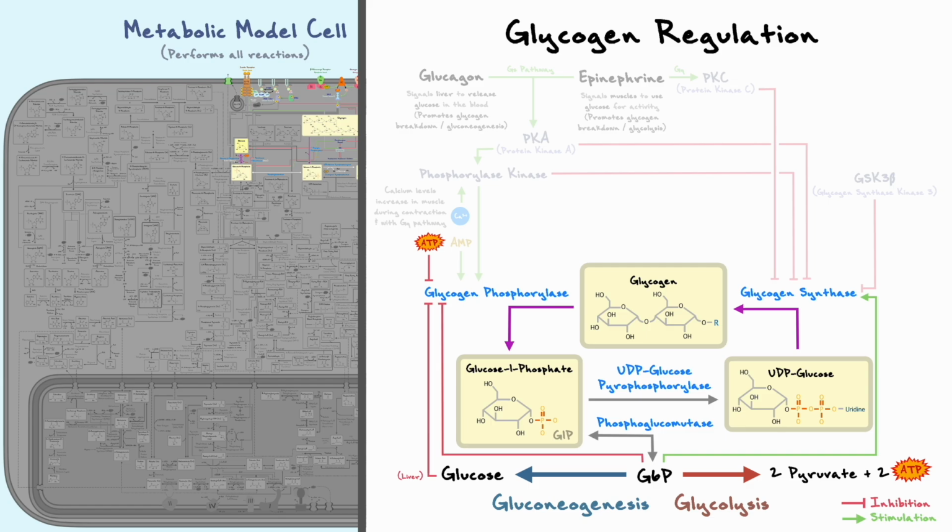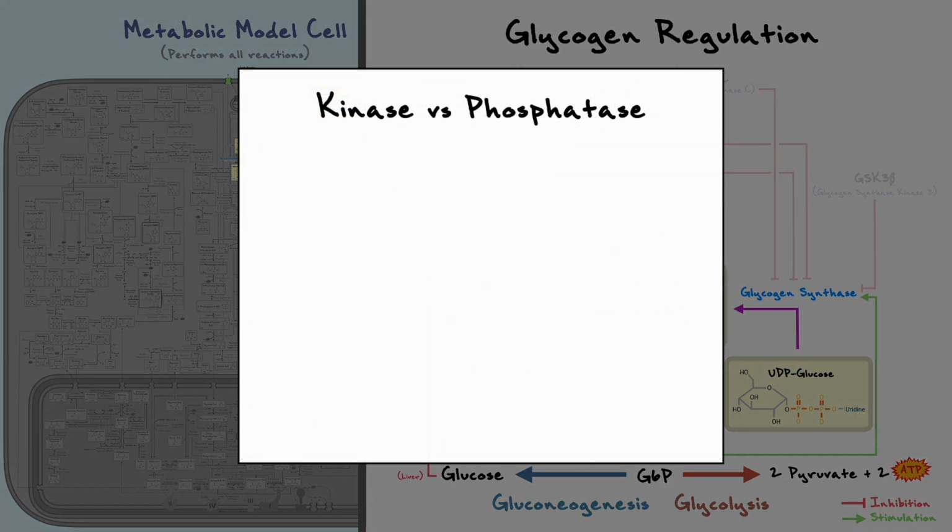Now, when it comes to the covalent regulation of glycogen synthesis, the main actor that contributes to promoting the synthesis is phosphoprotein phosphatase 1, or simply PP1. To avoid any confusion on how this protein operates with the rest of the pathway, I want to briefly discuss the difference between a kinase and a phosphatase.